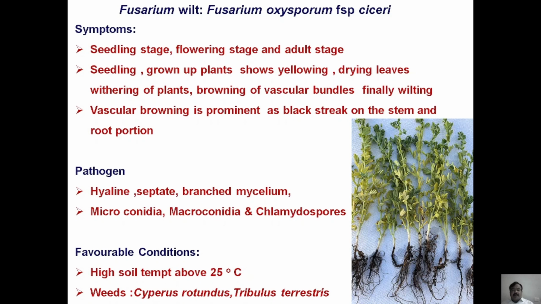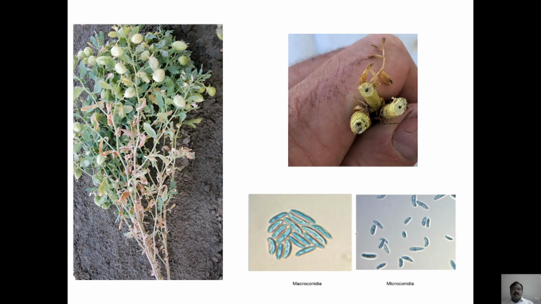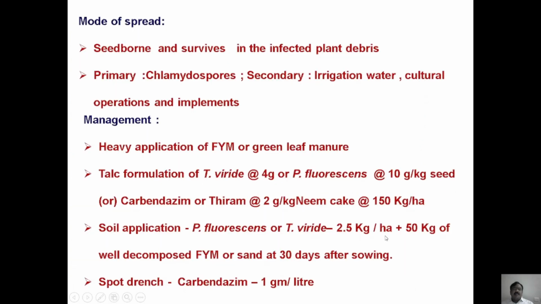The high soil temperature and low soil moisture favors the development of this disease, and the weeds like Cyperus rotundus and Tribulus terrestris act as an alternate host for this disease. So the infection on the lower leaves causes yellowing, drying and drooping of lower leaves, followed by the younger leaves, and this is the typical vascular discoloration, dark black streaks due to infection by Fusarium. And macroconidia are sickle shaped, and microconidia are single celled, oval or spherical shaped.